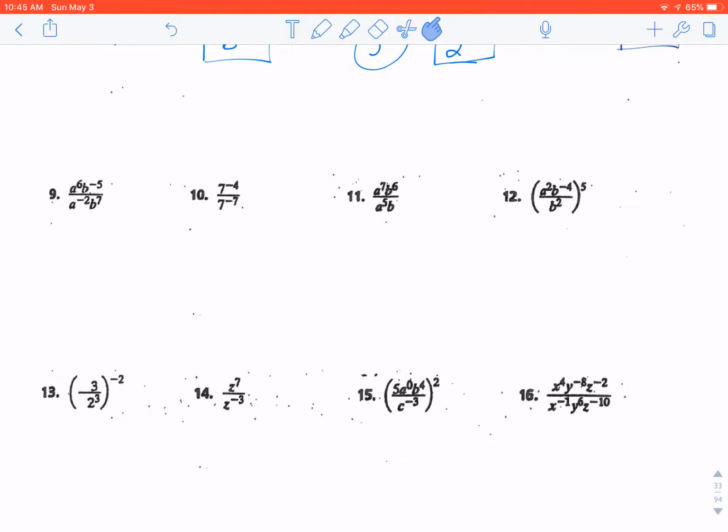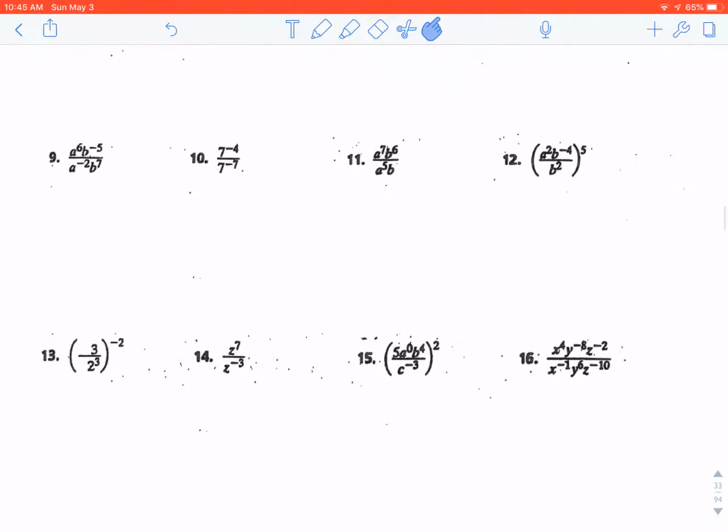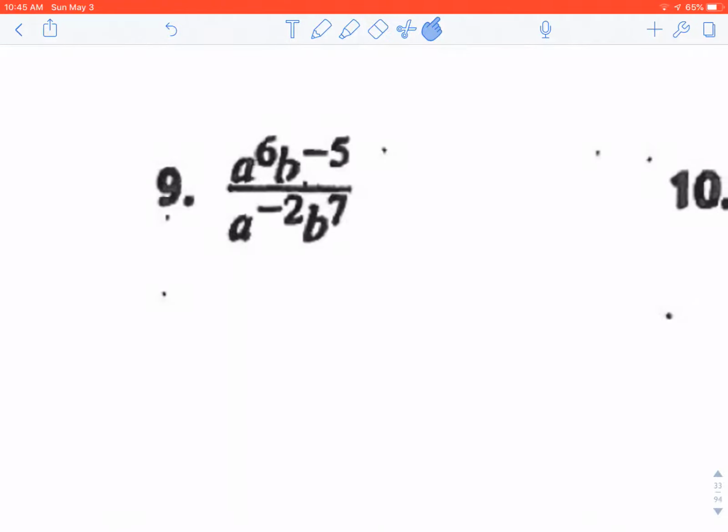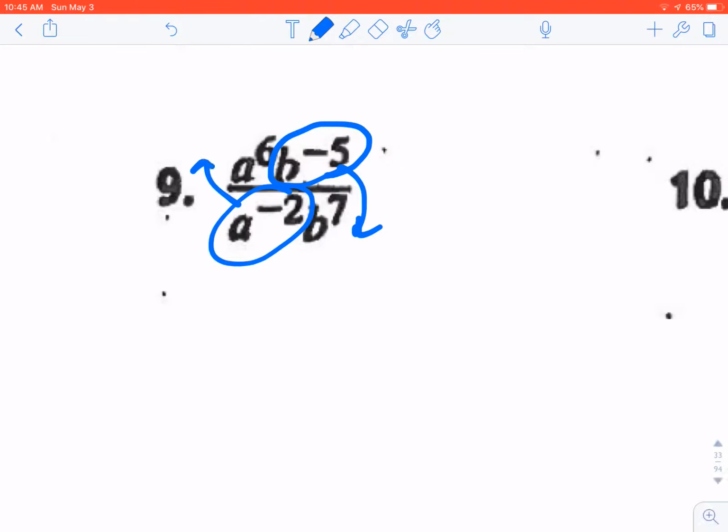All right, let's do number 9. I'll skip a few of these. So number 9, first step, check and see if there's parentheses. There's not. Okay, step 2, we're going to move our negative exponents to the opposite side.